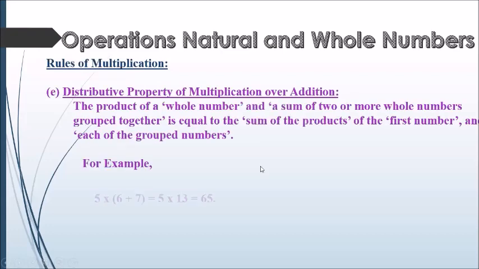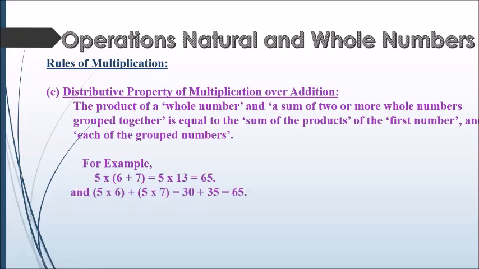Then we came onto the distributive property of multiplication. This was a big problem for everyone, class, but look carefully. We are going to multiply a number by a group of numbers that are added together. For example, we are multiplying 5 by the group of 6 and 7, and 6 and 7 are being added. So this group is a sum of two numbers. How you solve this is, first you solve 6 plus 7, which is 13. When you multiply 13 by 5, the answer is 65.